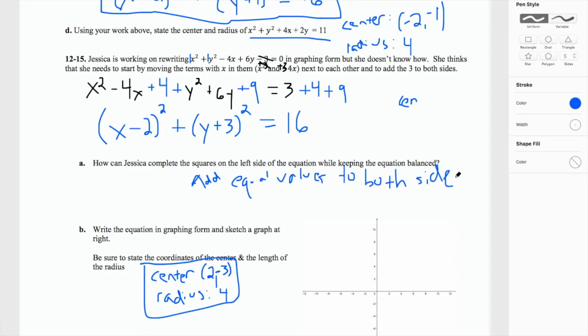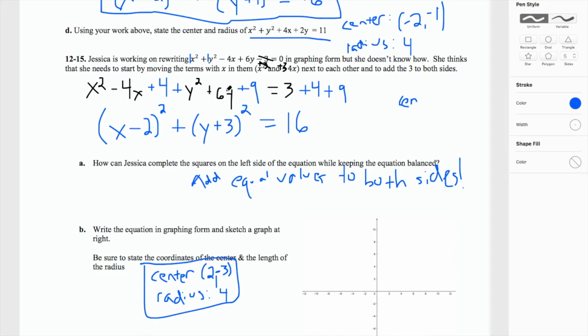So she didn't have any constants on the left side after she moved x squared minus 4x next to one another and added 3 to both sides. She didn't have any constants on the left side. So what she needed to do is make this left side bigger so that she could write these as perfect squares, with the binomial being squared.